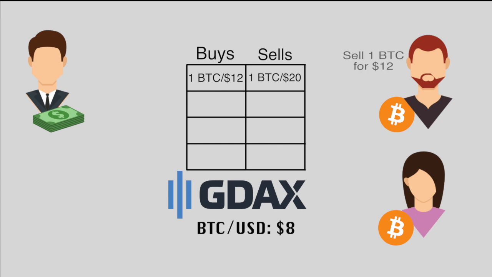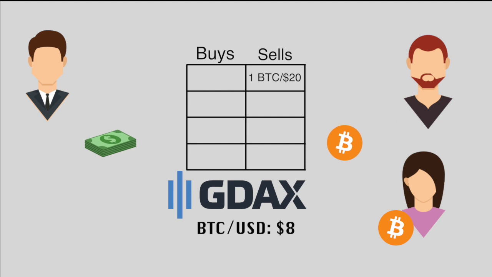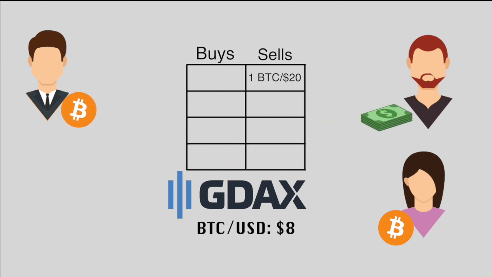Dave later says he wants to sell one Bitcoin for $12. This order is sent to the exchange and Bob's order on the order book gets matched. The trade is executed and Bob's order is taken off the order book. The money is transferred to Dave and the Bitcoin is transferred to Bob.